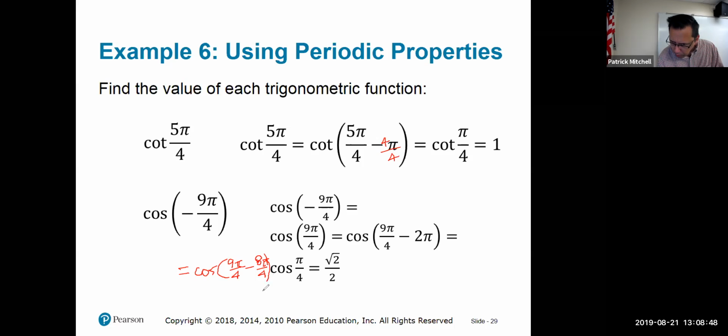All right, and then of course the 9 pi over 4 minus 8 pi over 4 is pi over 4. And we already determined in an earlier example that the cosine of pi over 4 is square root of 2 over 2.